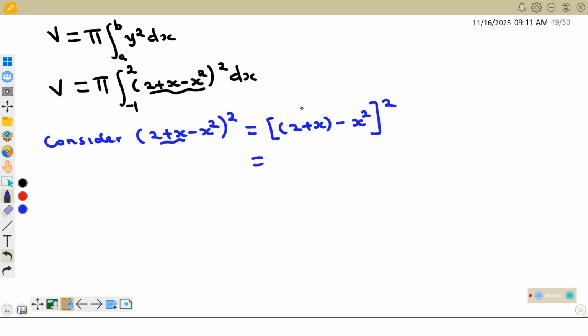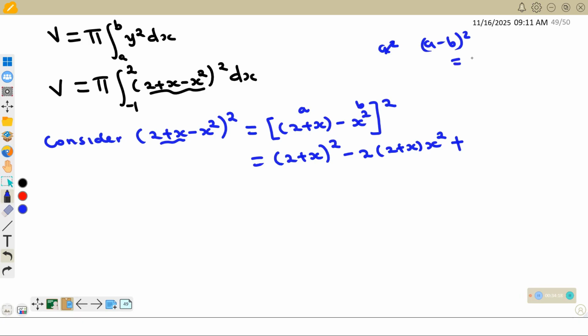I want to call this one a, and this one b. To expand this, we have a squared, 2 plus x squared, then minus 2ab, 2 into 2 plus x, then into b, which is x squared, then plus b squared. Remember, if you have a minus b squared, this will be the same as a squared minus 2ab plus b squared. So that is what I'm using.